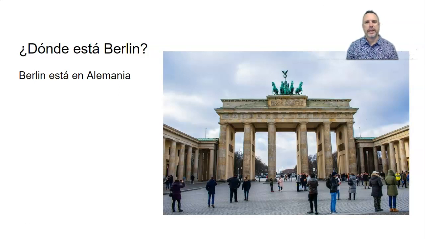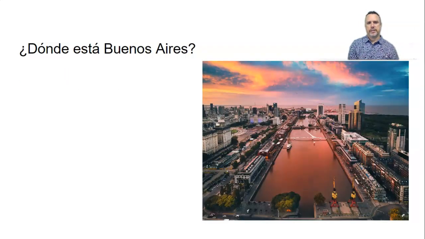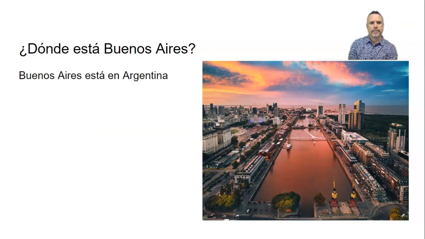All right. So, again, this pattern, it's not complicated. It's not hard. It's just a pattern to remember. Yeah? ¿Dónde está Berlín? Where is Berlin? Berlín está en Alemania. Berlin is in Germany. It matches English pretty much exactly. ¿Dónde está Buenos Aires? Buenos Aires está en Argentina. Buenos Aires es la capital de Argentina. Buenos Aires is the capital of Argentina.